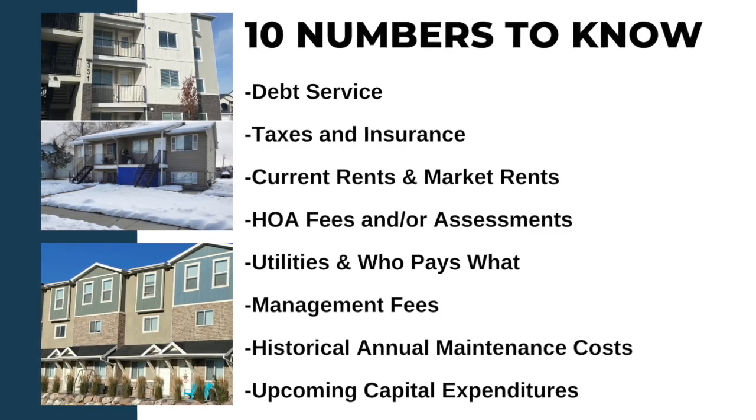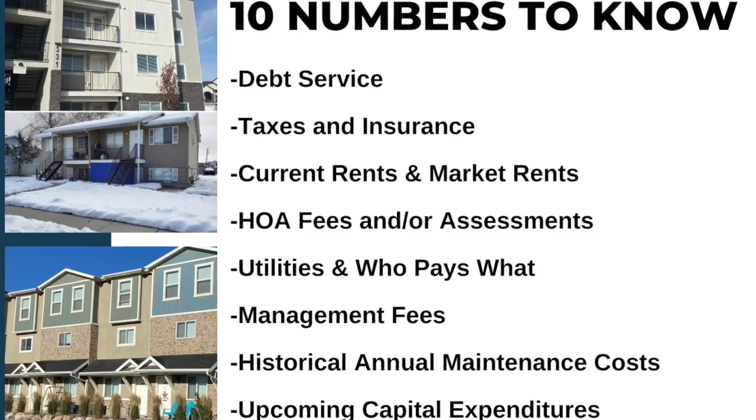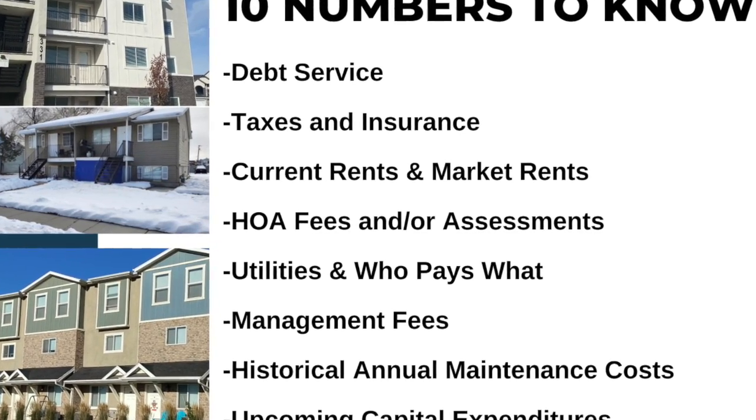And then the last thing I always want to look at is the upcoming capital expenditures. Those are big things, like the roof is 25 years old, and okay, it keeps water out, but within a couple of years it has to be replaced. Water heaters are 12 years old; they still work, but upcoming, they have to be replaced. Furnaces, air conditioners, windows that are really drafty and leaky. Maybe the whole outside paint is peeling and needs to be redone.